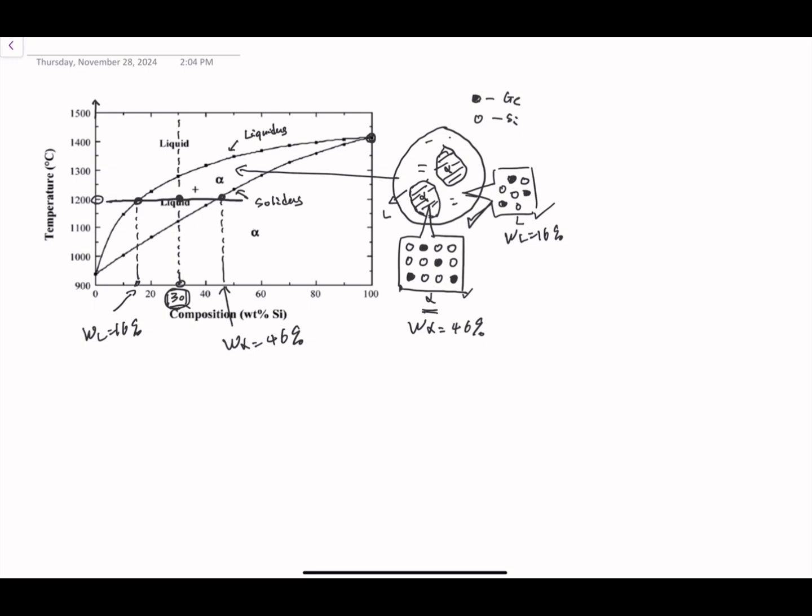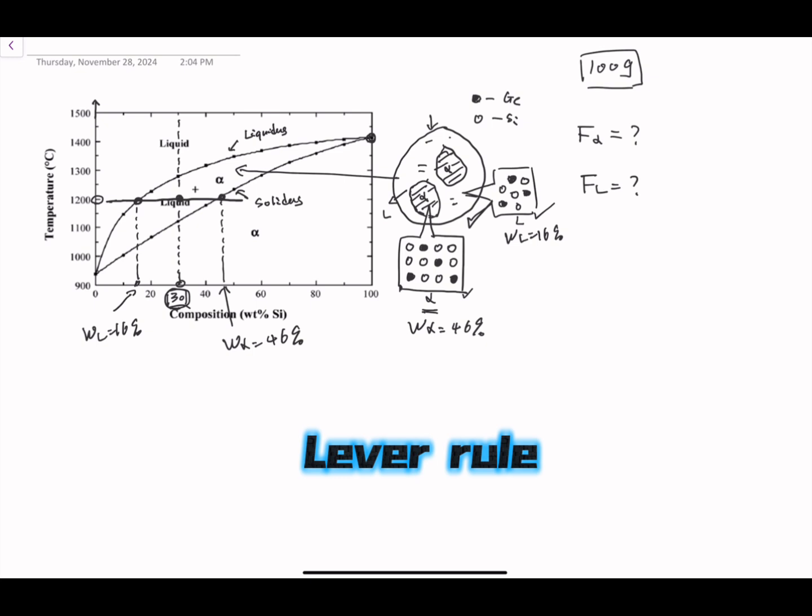Now, because in this region the system is made of a mixture of liquid and alpha phase, it's very natural to ask the question: what is the fraction of the alpha phase, and what is the fraction of the liquid phase? This fraction in this particular case is the mass fraction. For example, out of 100 grams of the total alloy, how many grams of liquid do you have and how many grams of solid do you have? How do we get that information? We can compute the fraction of the phases using the so-called lever rule. So what is the lever rule?